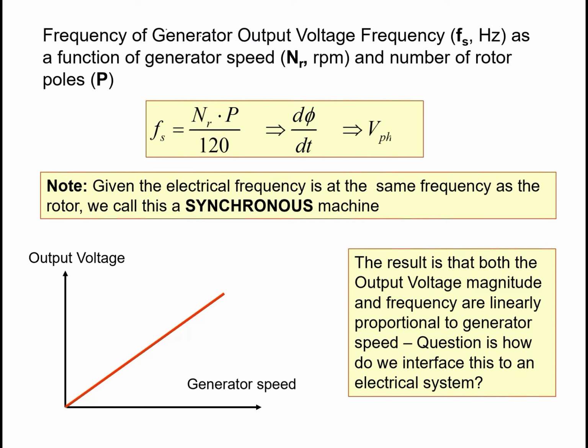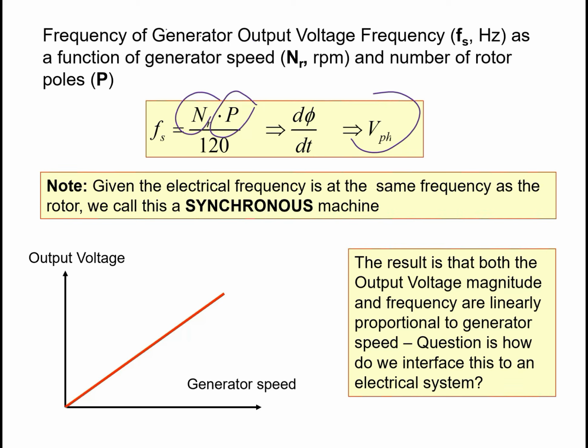So we can say that the generator output voltage frequency is a function of the speed of the generator, which we denote as NR, and the number of poles. Any change of these would cause a change in the rate of change of the magnetic field, and that would lead to a change in the phase voltage.